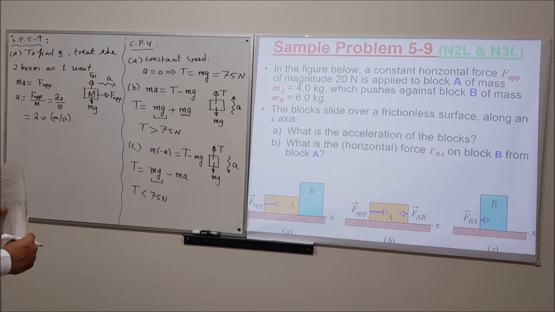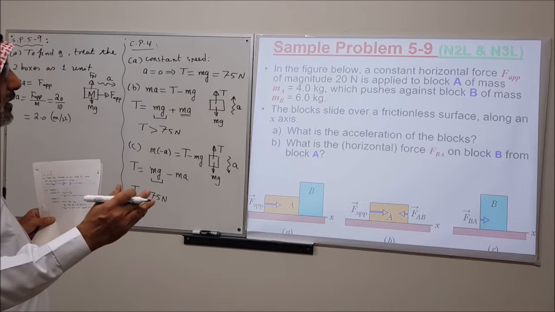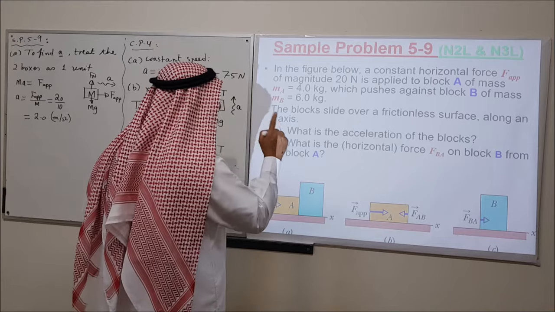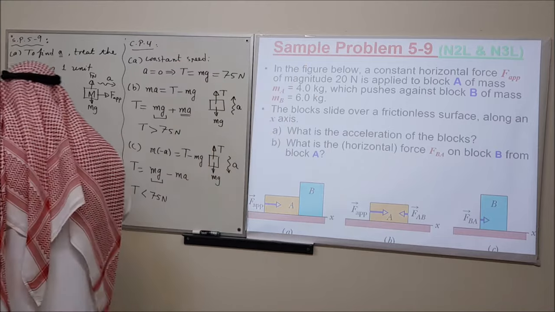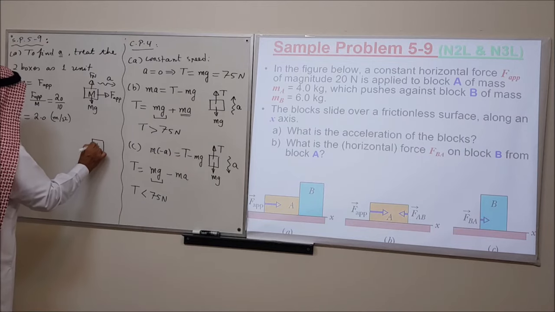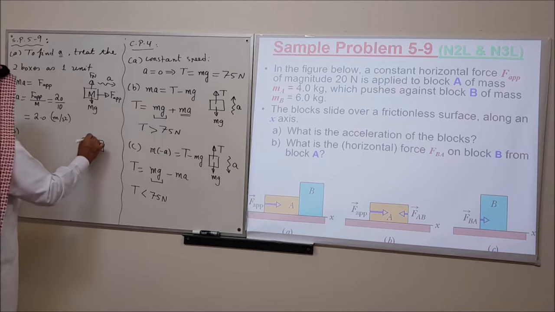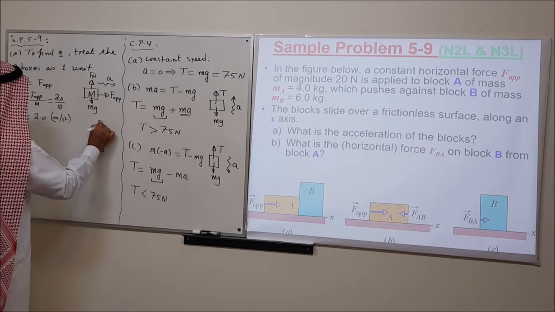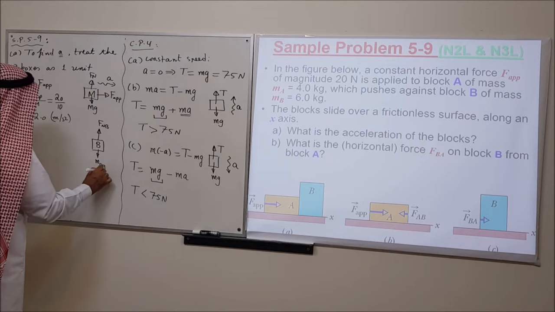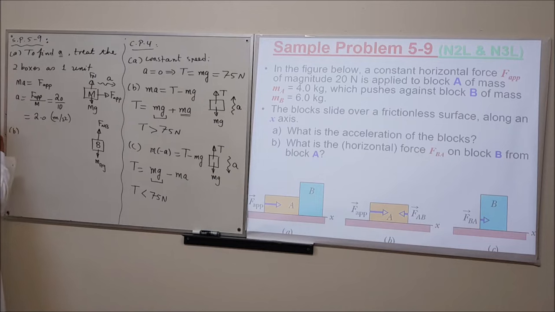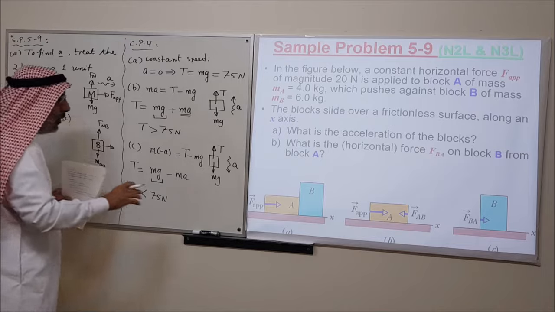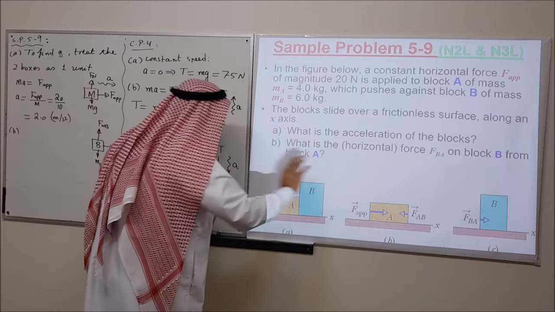Part B, what is the horizontal force, F_BA, which is the force on block B from block A? We want the force on B. So let's isolate B and see what is happening there. This is block B. What are the forces acting on it? We have the normal force, F_NB, and we have the gravitational force, m_B g. And then, what horizontal forces do we have? We have this force. Block A pushes B to the right.